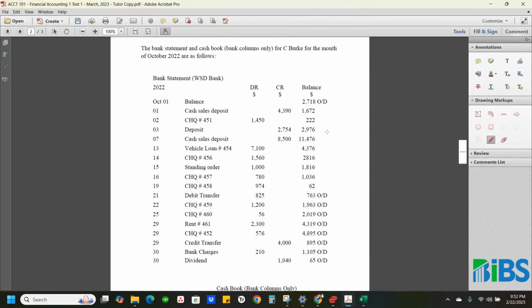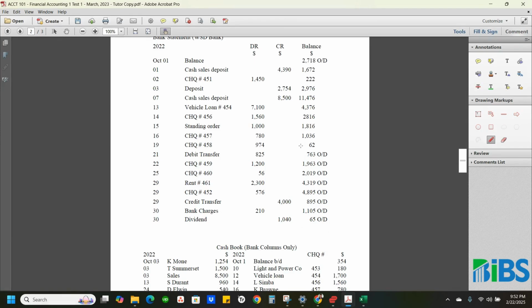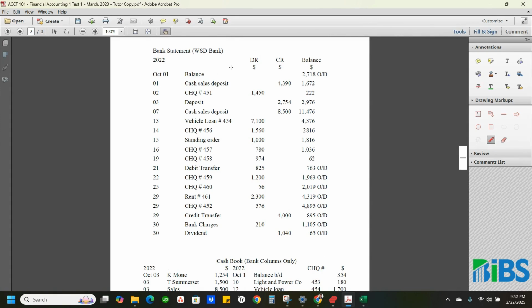So we have a question here that is special because we are given a bank statement and a cash book to review. And one of the first things we notice is that the opening balance on our bank statement and from our cash book, they differ. So we have 2718 reflected as the opening balance from the bank statement and $354 on the credit side of the cash book. So whenever this occurs, we have to do something called an opening reconciliation because we have to make sure that the beginning balance in our cash book matches the beginning balance from our bank statement.